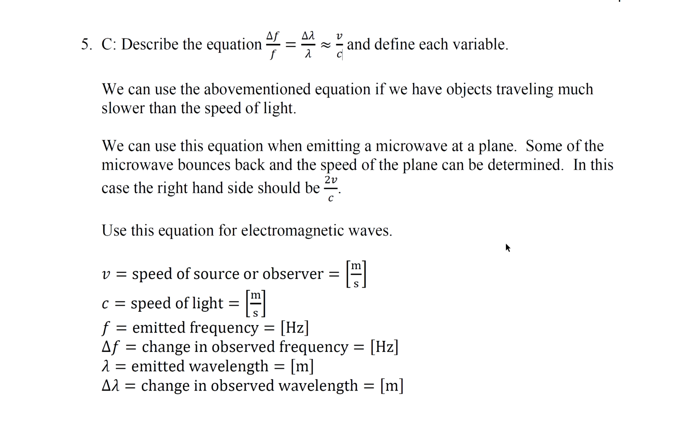So V is the speed of source or observer, C is the speed of light, F is the emitted frequency, delta F is a change in observed frequency. Lambda is the emitted wavelength, and delta lambda is a change in observed wavelength.